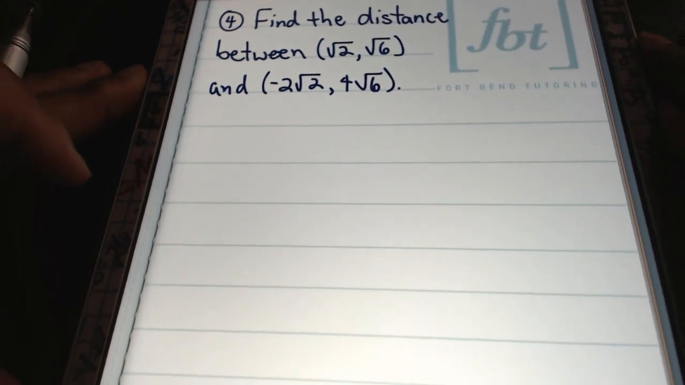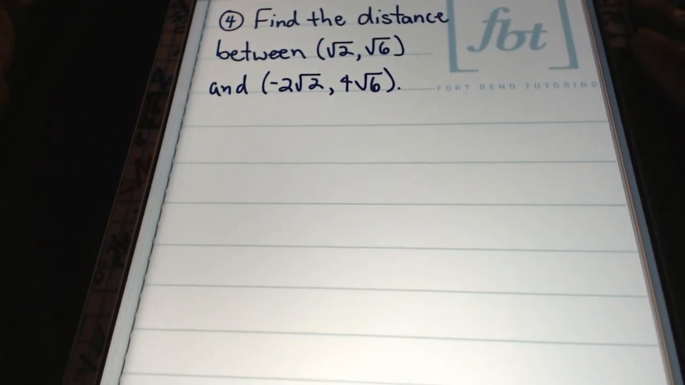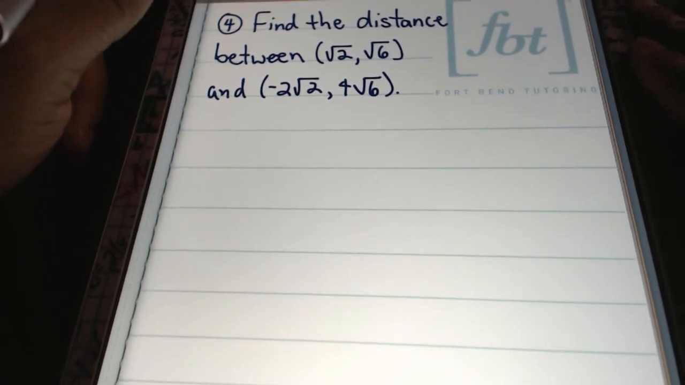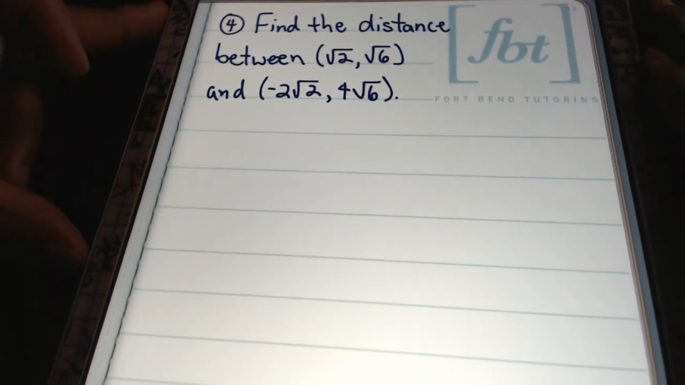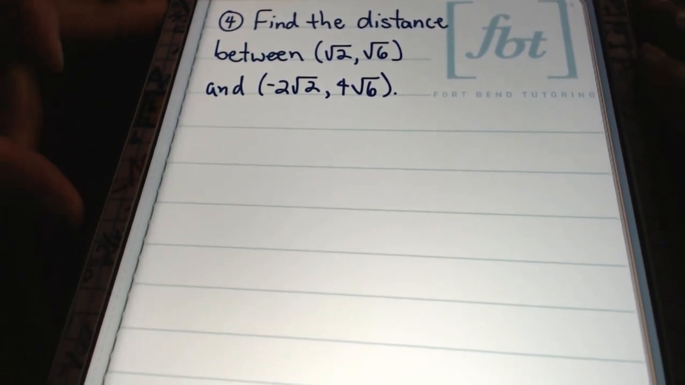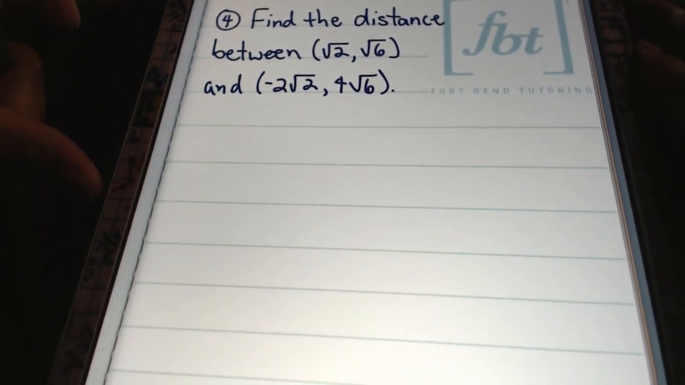Now, how do you like this, though? The problem that has radicals. See, just when you thought things could get better, it can. It's getting better with the radicals in the question. This is what we're dealing with, guys. Number 4, we have: find the distance between the square root of 2, square root of 6, and negative 2 square root of 2, 4 square root of 6.